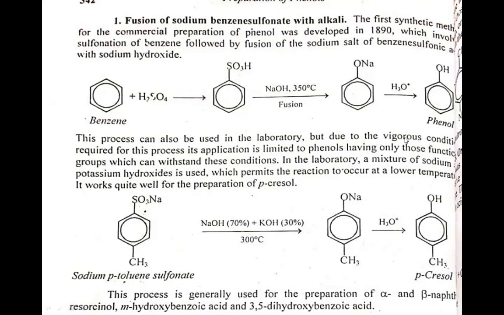Then it can be used for the preparation of resorcinol. Resorcinol is meta dihydroxybenzene. If two OH groups are present at meta position, then this is resorcinol, and it can also be used for the preparation of meta hydroxybenzoic acid. Meta hydroxybenzoic acid, that is, if benzoic acid group, carboxylic acid group is present on benzene ring at meta position, we can introduce OH group by this method, and 3,5 dihydroxybenzoic acid can also be prepared by this method.